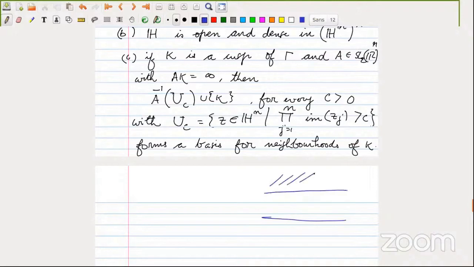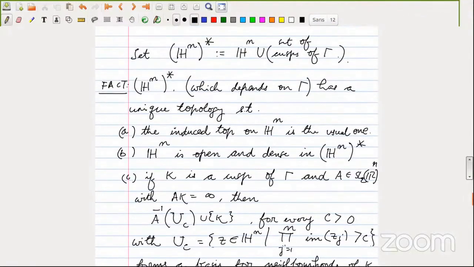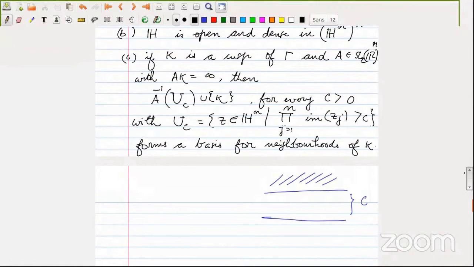So this is the imaginary part of z, this is C, and the shaded portion is the neighborhood of infinity. I'm doing something similar. Note that the matrix A is taken to be a matrix inside SL2R, it is not inside gamma. So this forms a neighborhood of kappa. I'm not sure if we have the time to go through a proof of this, but let's see if we have time in the discussion hour.